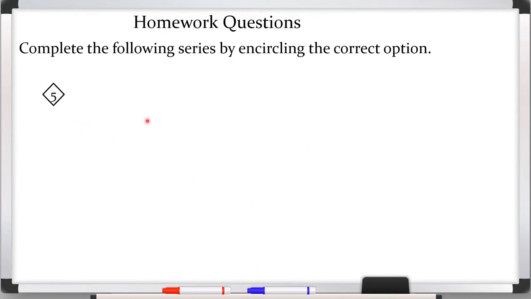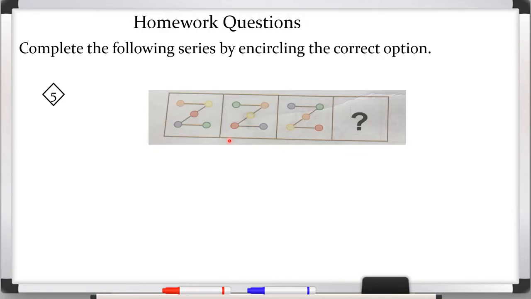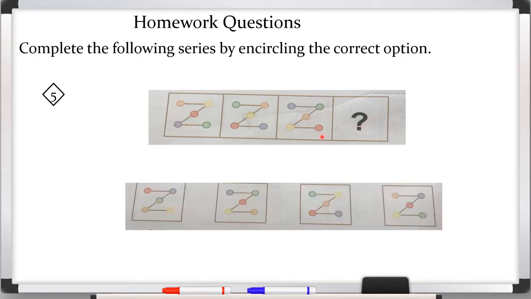Now question number 5, again these series are given, and here you can see these all are similar, but there is a difference between these colors. So you have to see the color, which color will come in the next series, and you have to find out the correct option.